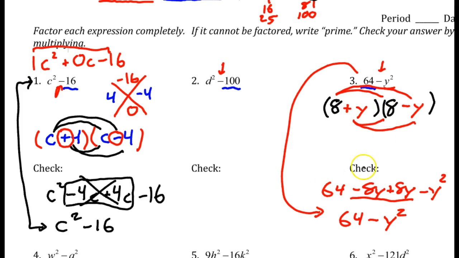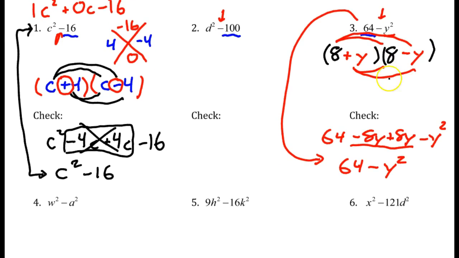If they're both positive, it'd be 8 plus 8. You'd have 16y. And you'd have 3 terms in our answer. So very important. One positive and one negative. And then the check. All right, go ahead and do number 2. See how that goes.